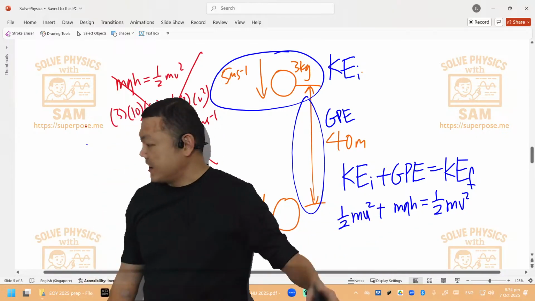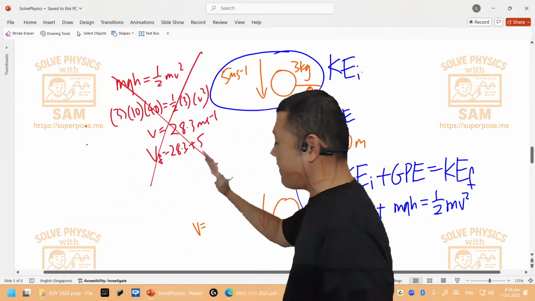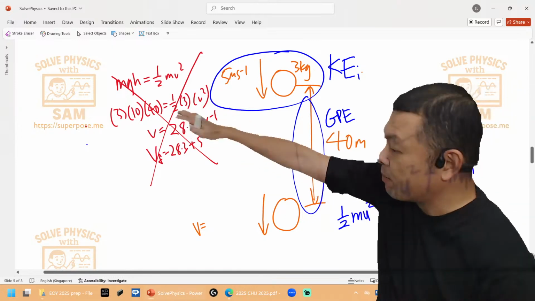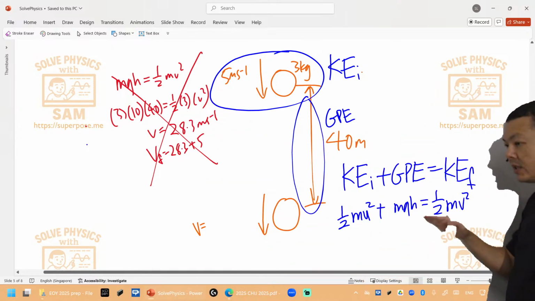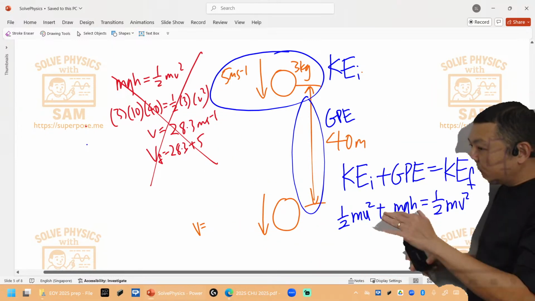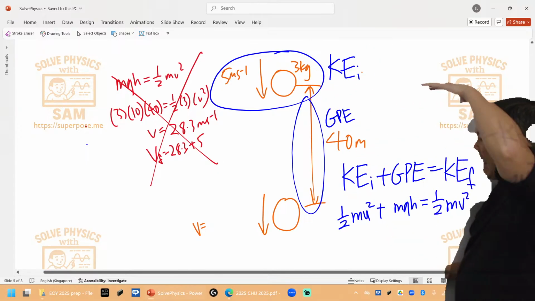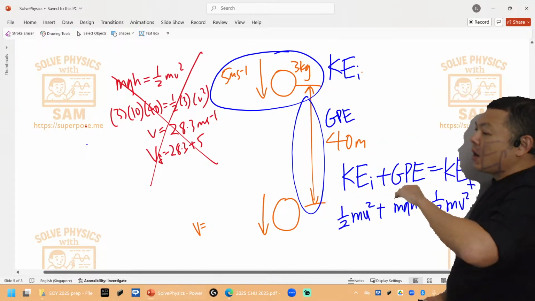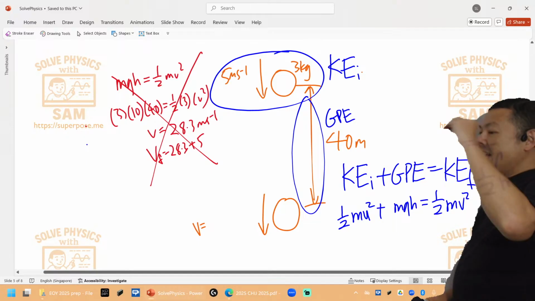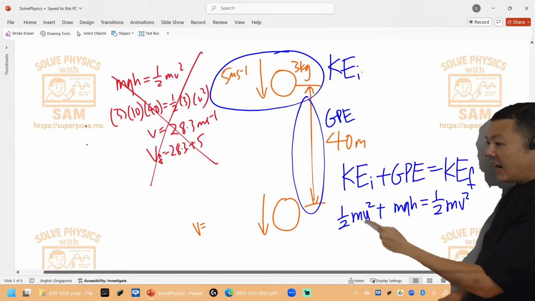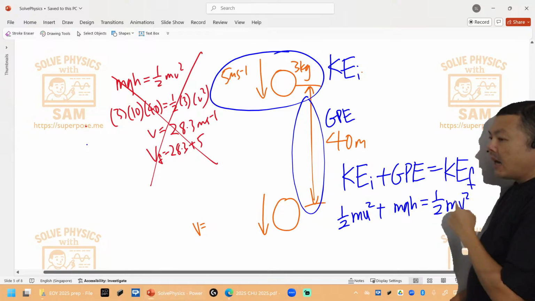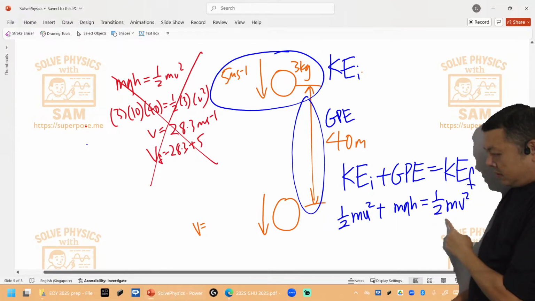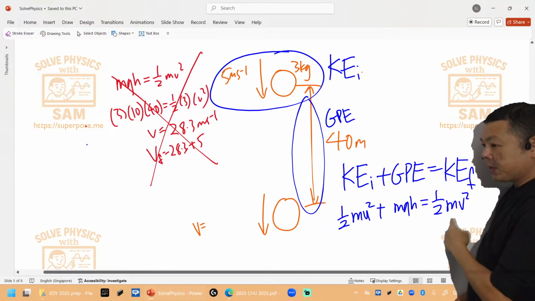Then you find the V, right? It is very, very different from doing this. This is completely wrong, right? You have to do it this way. So when you notice that there's initial KE and final KE, please, please, please remember this phrase: half mu squared, half mv squared.